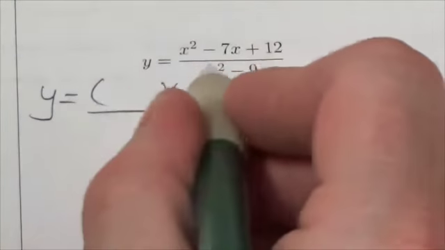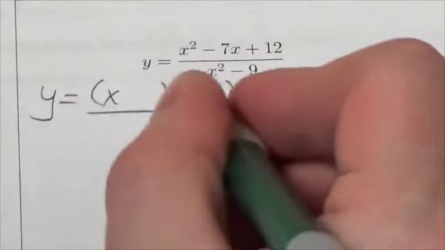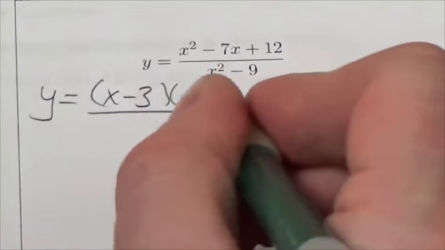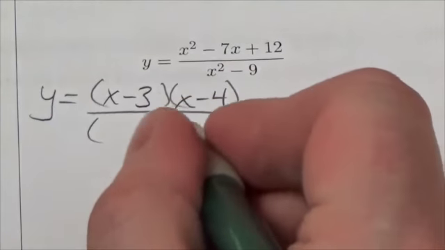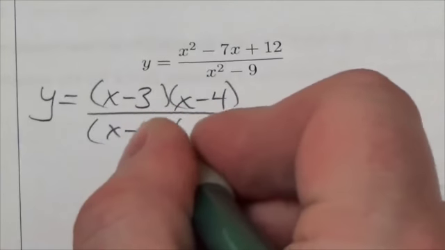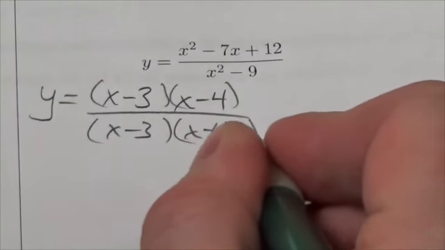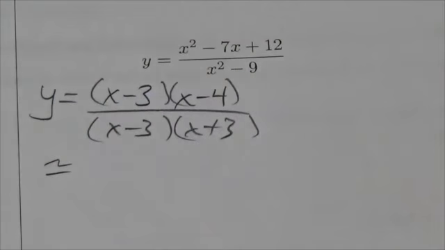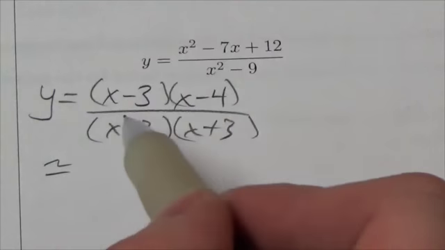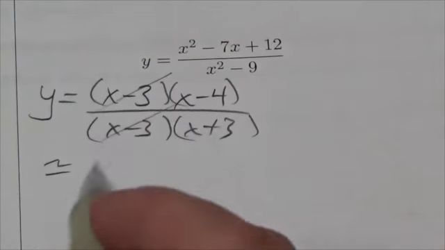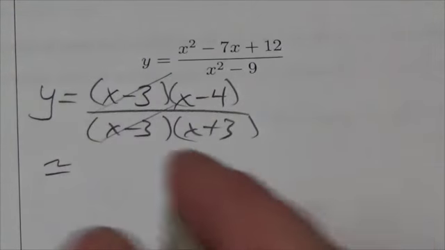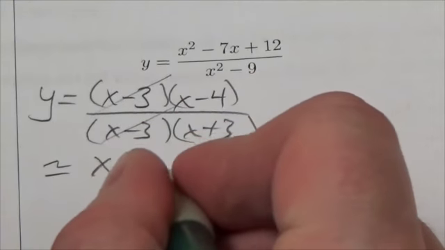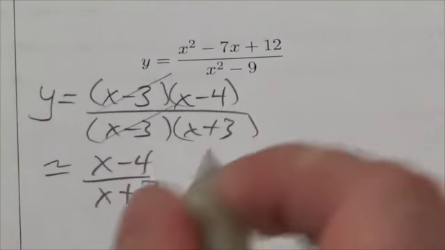So my numerator is going to become, what is that? I got a plus 12, minus 7, so it's going to become (x minus 3)(x minus 4). And the denominator is a nice difference of squares, so (x minus 3)(x plus 3). Now, technically speaking, when I take a look at this and see the x minus 3 over the x minus 3, those will cancel. Yes, they'll become 1. And this thing will reduce to x minus 4 over x plus 3.